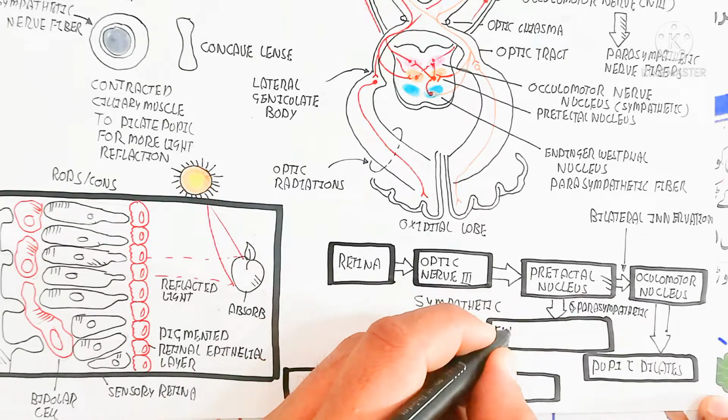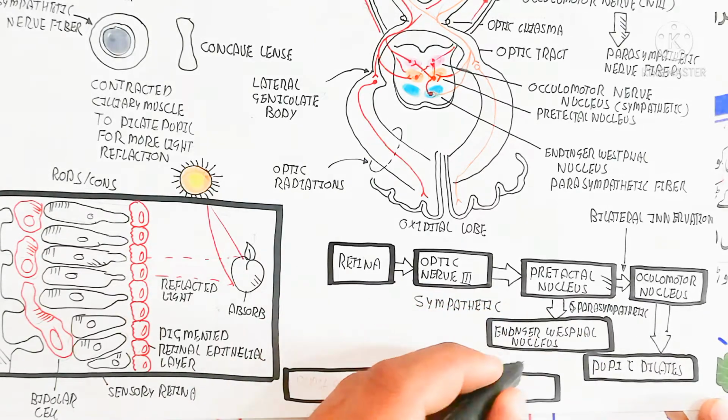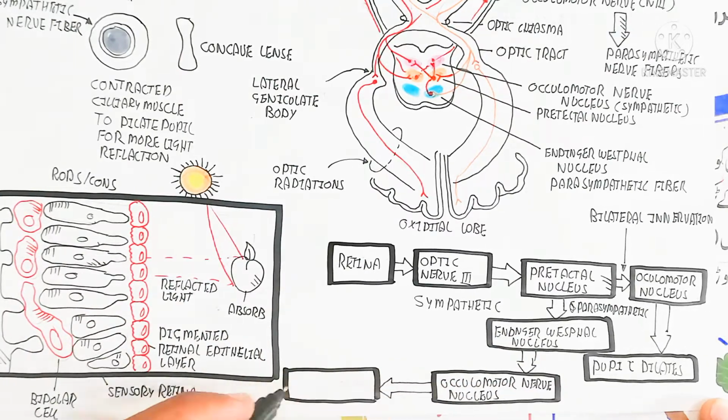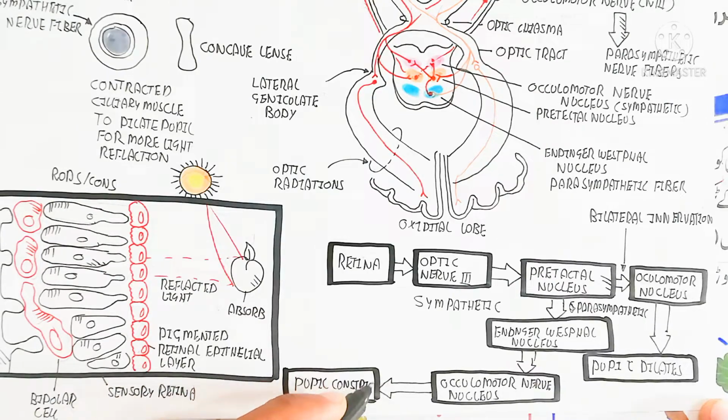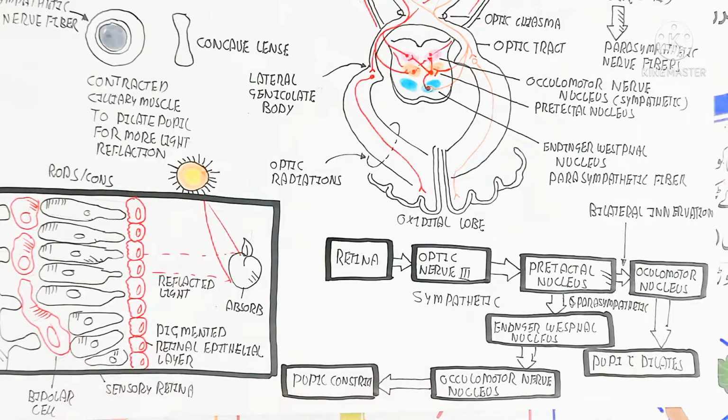While here is the parasympathetic nervous system for the constriction of the pupil. The Edinger-Westphal nucleus is used for it. After this, the nerve impulse is transmitted through the oculomotor nerve nucleus to constrict the pupil. So that is the pathway of the light reflex and the structure of the eye. I hope you are getting this concept.